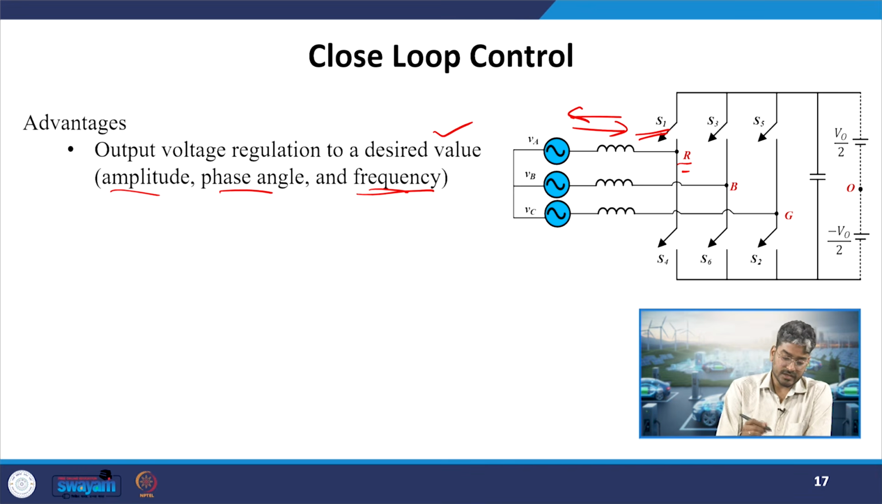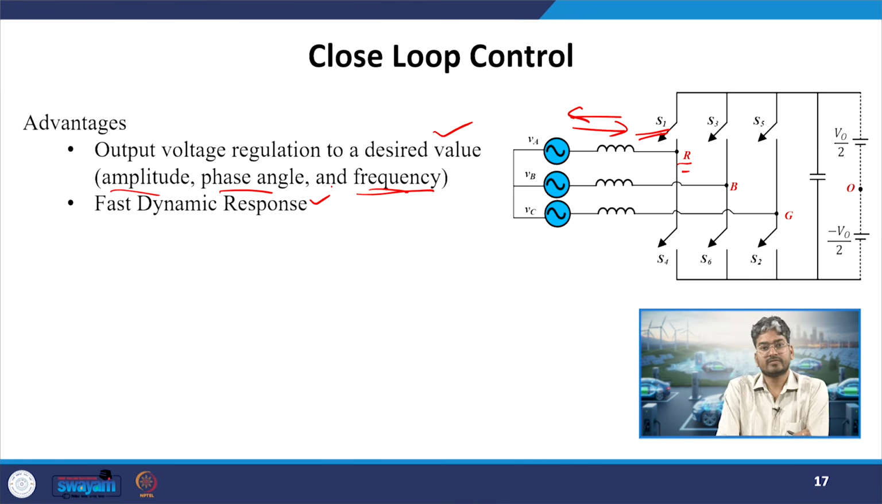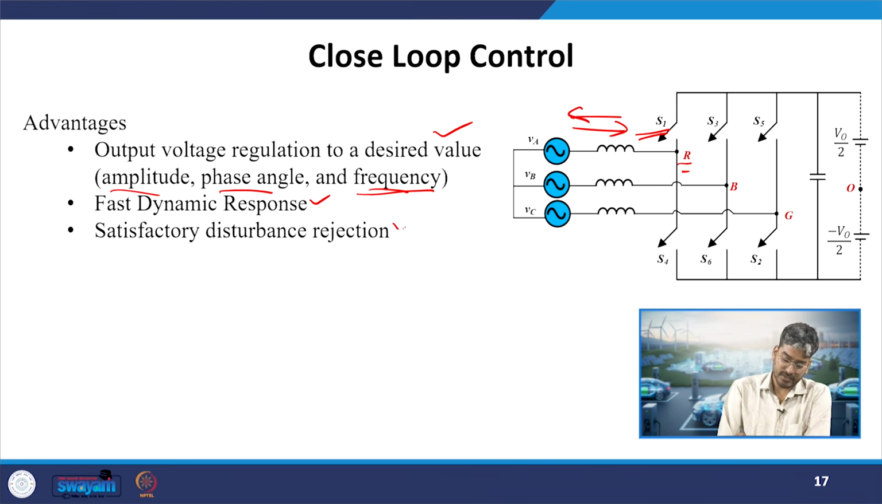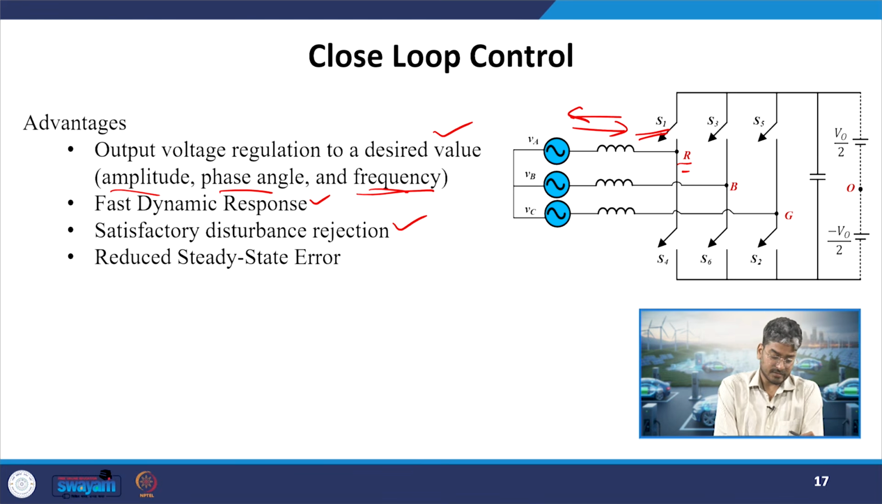So, the modulating signal is nothing but the reflection of our output voltage. The changes which I want, I have to appropriately adjust my modulating signal. Now, this will be giving us faster dynamic response. Whenever there is some change in the circuit, its response will be called a dynamic response. So, we will be having a faster response in this case. Satisfactory disturbance rejection: suppose there is some disturbance on the grid side or on the vehicle side, those can be handled by the closed loop controller.